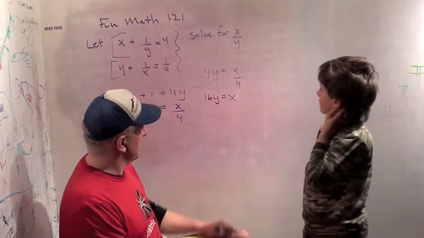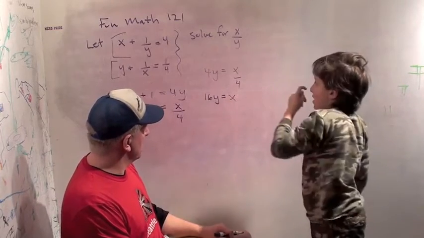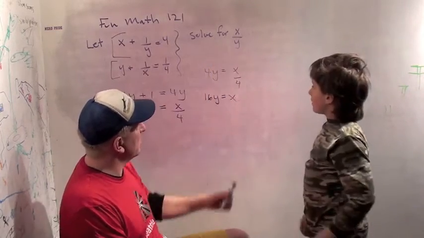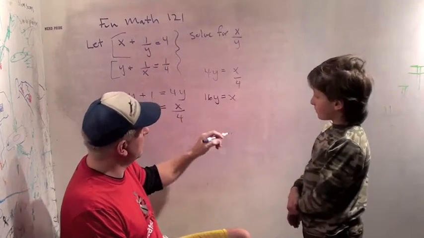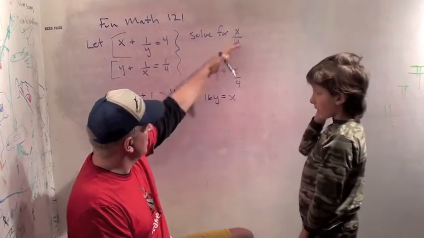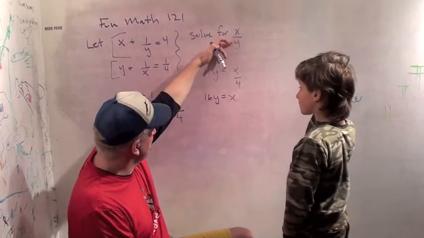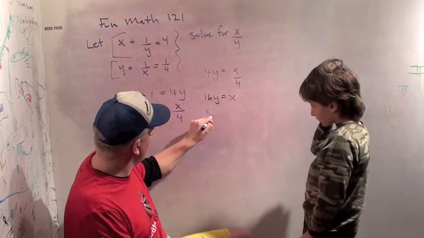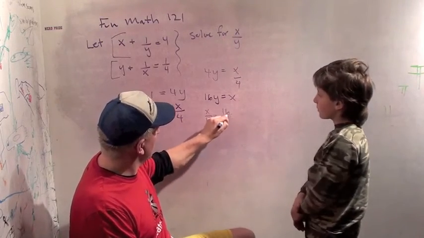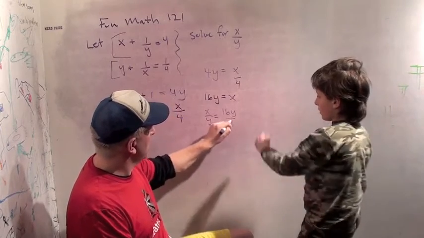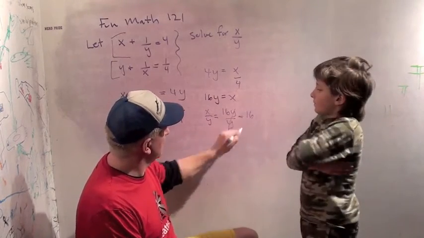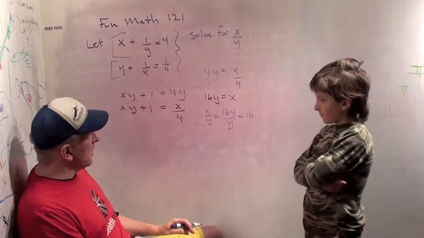And what can you do now? You can plug it back into that. What do you mean you can plug it back into that? Oh, you're going to put x equal 16y, sorry, actually that's a good idea. So we're going to substitute 16y up there, so we get x over y equals 16y over y. And cancel the y's. Which is 16. Okay? Alright, so that's cool.